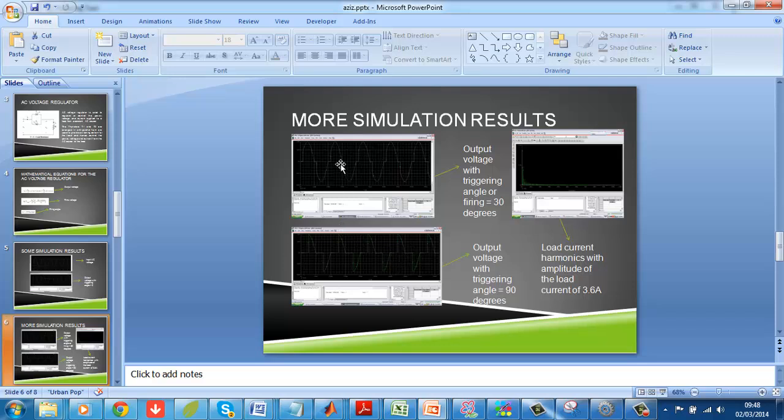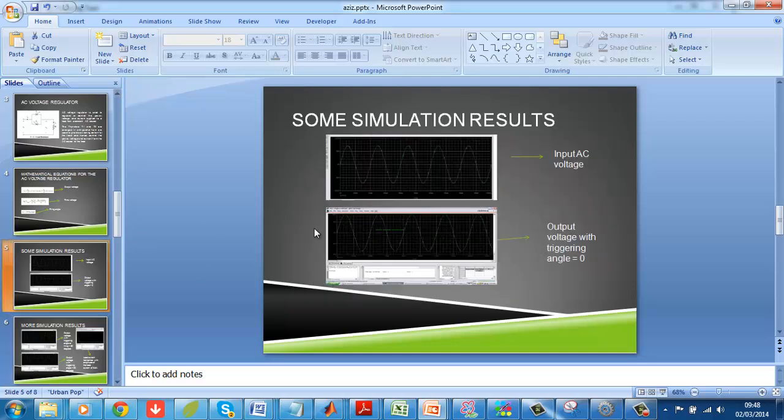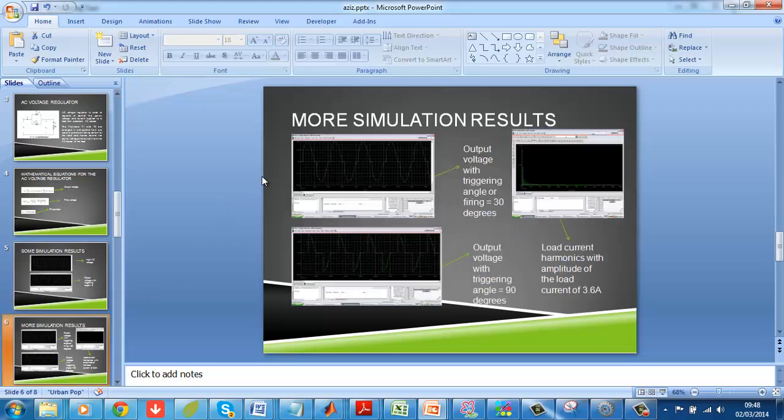And as you can see, the regulation is dependent on the firing angle. When the firing angle was 0, we have the pure sinusoidal wave. When the firing angle was 30 degrees, we have a sinusoidal wave with a larger positive and larger negative side, but not so smooth. When we increase it to 90 degrees, we have about a quarter of it positive, a quarter negative, and like that. So you see the voltage is regulated already. So this is AC voltage regulation.